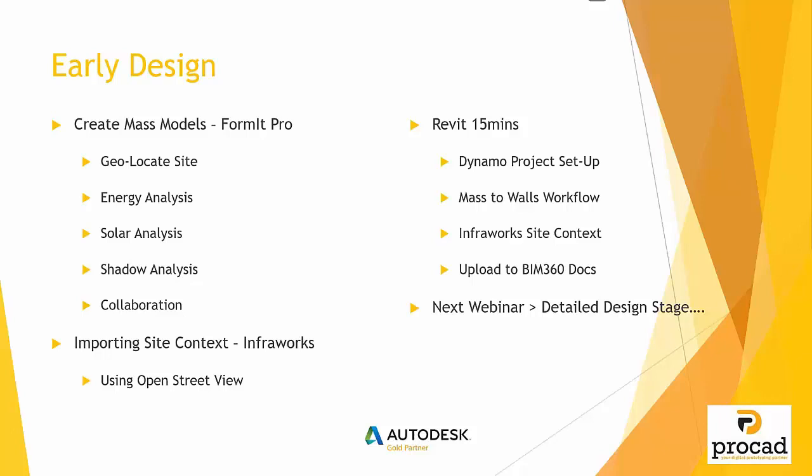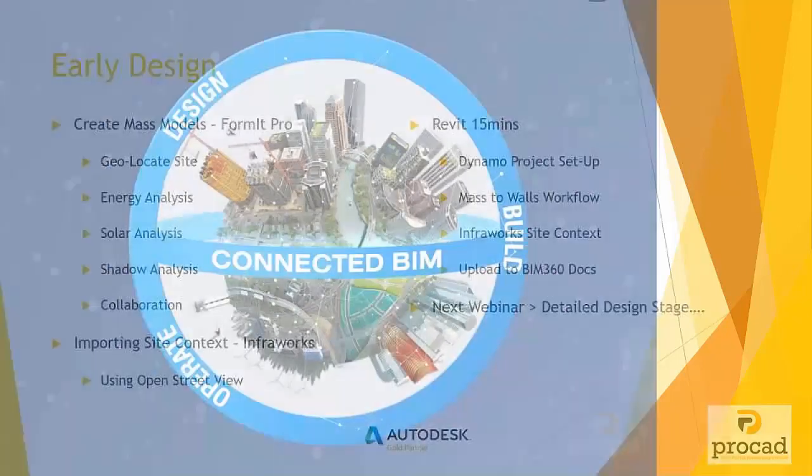Then we work on Revit, where we'll start working on bits of Dynamo, working on master walls workflow, and then start incorporating stuff into InfraWorks. And then finally we'll be able to upload it into BIM 360 Docs, where the client will have access to that, and they can start more or less marking up and commenting and be able to view the 3D model and all the elements to that.